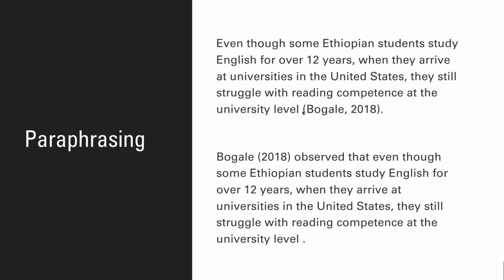And then I have, in parentheses, the last name of the author, a comma, and the year that it was published, close parentheses, and a period. The same exact summary or paraphrase can be said in this next one here. So I have Bogale, and then I have 2018 in parentheses to indicate the year. Observe that even though some Ethiopian students study English for over 12 years, when they arrive at universities in the United States, they still struggle with reading competence at the university level.